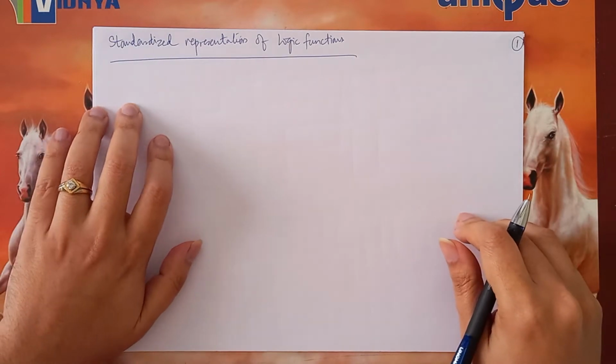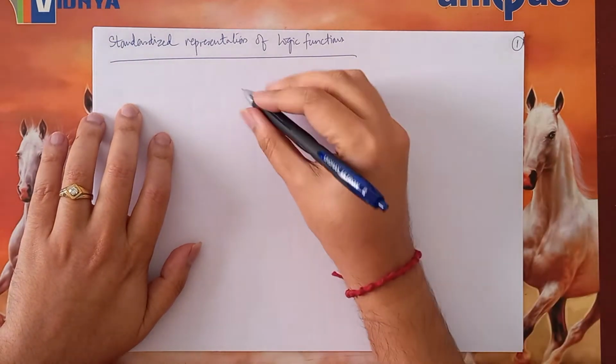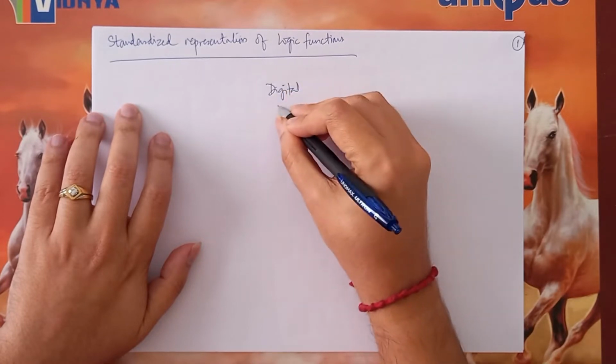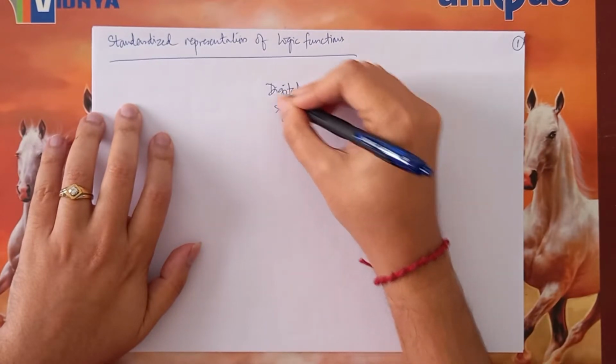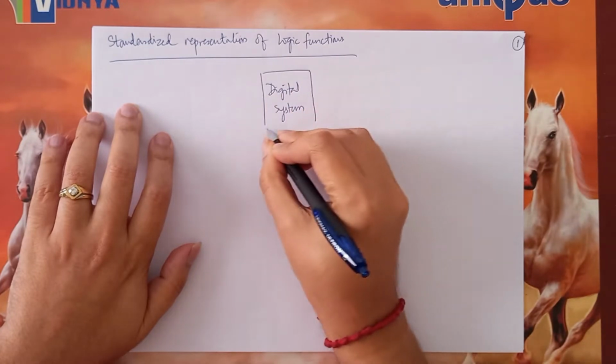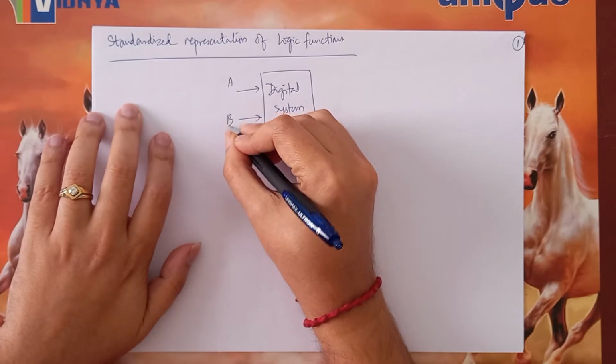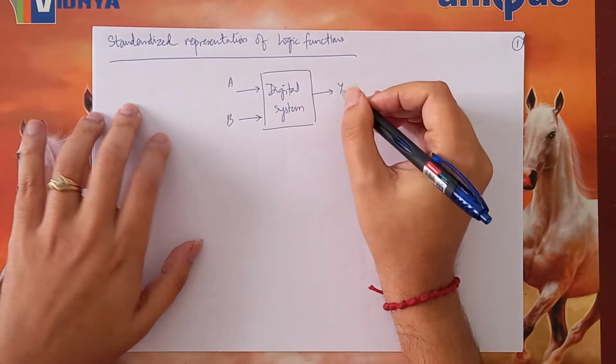Now, let us start with simple things. Suppose I have some system which is fairly straightforward. Let us say there are 2 inputs, A and B, and there is one output, Y.